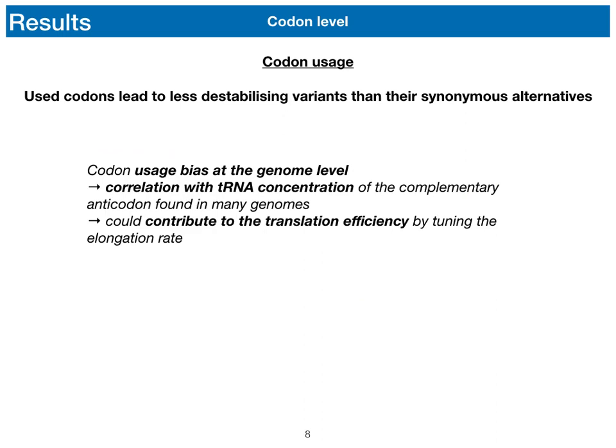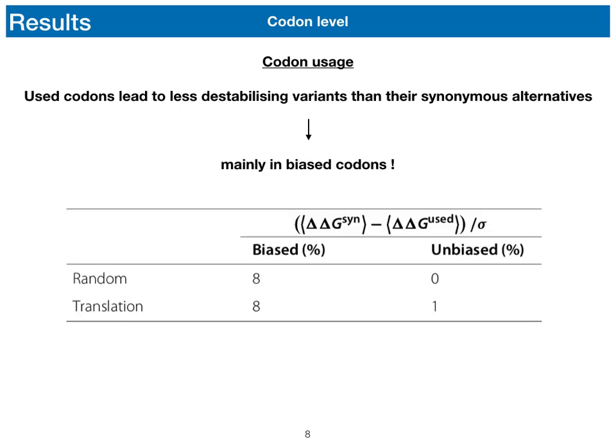Now, there is also a known codon usage bias at the genome level of most organisms, which has been correlated with the transfer RNA concentration and hypothesized to optimize translation efficiency by tuning elongation speed. So using codon usage frequency tables of the host organisms of our proteins in our dataset, we could show that the increased mutational robustness of used codons versus synonymous mainly happens in biased codons, actually.